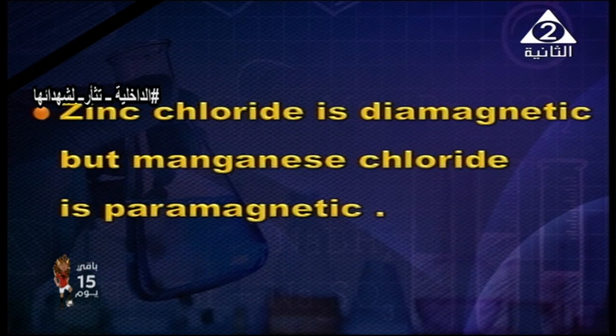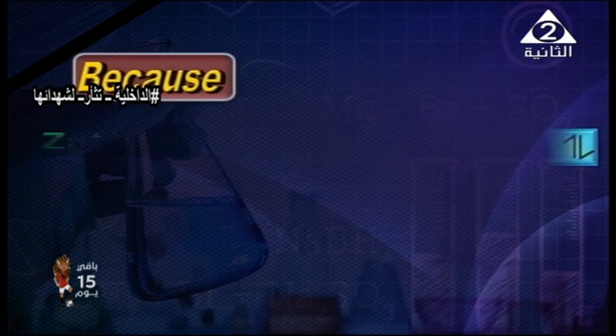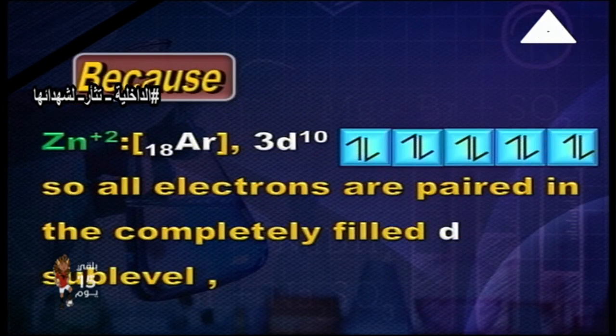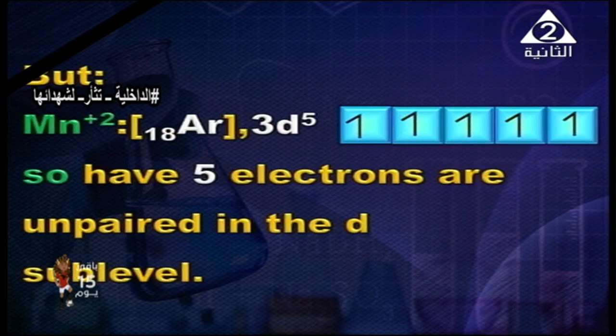Next point. Zinc chloride is diamagnetic, but manganese chloride is paramagnetic. The reason for that: zinc has electronic configuration [Ar] 3d10, so all the electrons are paired in the completely filled d sublevel. But Mn2+ is [Ar] 3d5, so it has 5 unpaired electrons in the d sublevel, as shown on the screen.